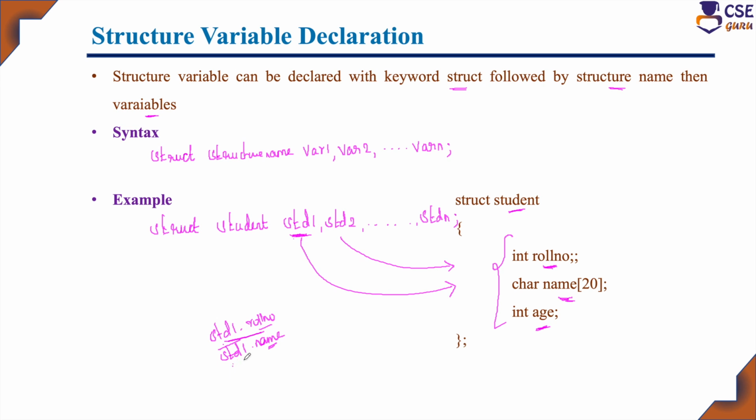This std1 is the structure variable. Similarly, for student 2, dot roll number, student 2 dot name, likewise we can store. So this is the normal variable, this is the structure variable. Usually we will tell it as, these are the members of the structure. This is the structure variable, std1, std2 and all, are structure variables. So this is the structure variable declaration.